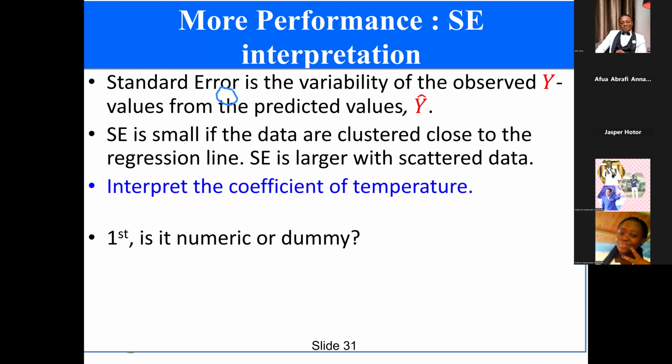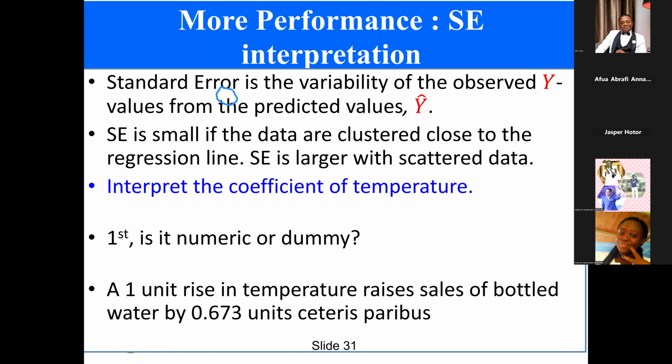Anytime you're interpreting an independent variable, first check whether it's numeric or it's a dummy. A dummy means it's a categorical variable. We'll look at it deeply next time. Once it's numeric, the way you interpret it is different from the way you interpret categorical. In the case of temperature, it's numeric, it's numbers, it's not categorical.